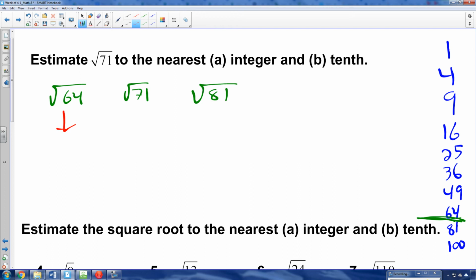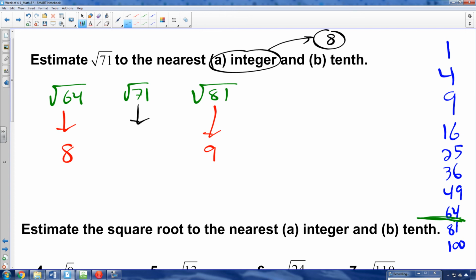So the question then becomes, what does this come out to? Is it closer to 81 or closer to 64? Closer to 64, right? It's about 7 from that. So because it's closer to 64, to the nearest integer the answer is 8. It's closer to 8, whose square is 64, right? 8 squared is 64. But now I want to round it to the nearest tenth.